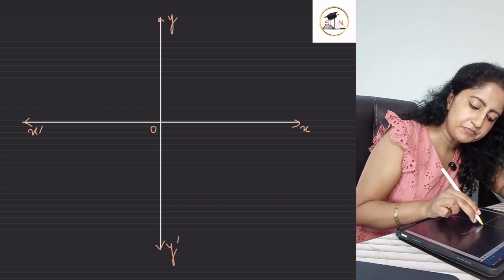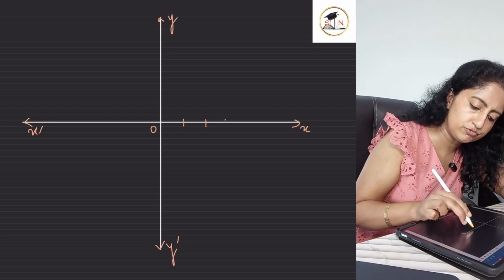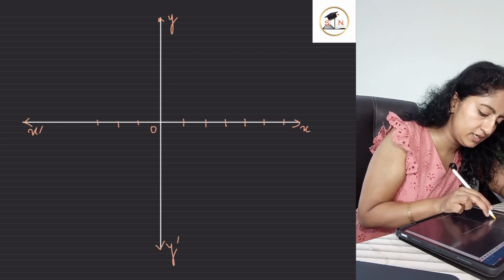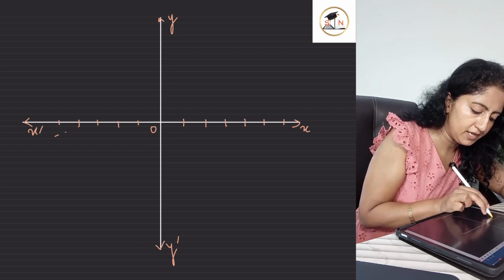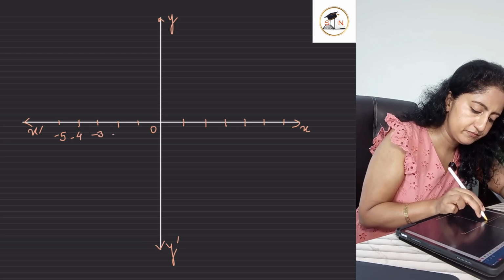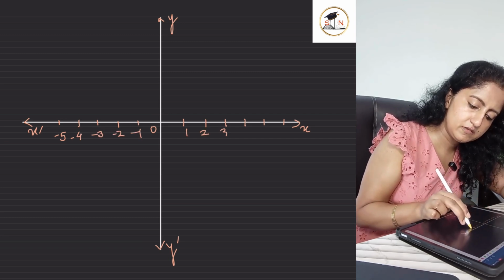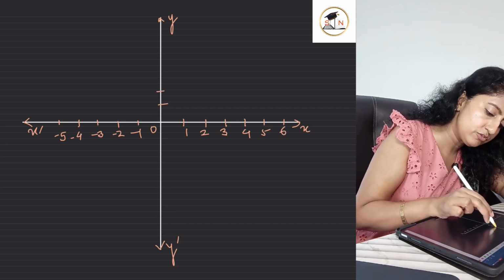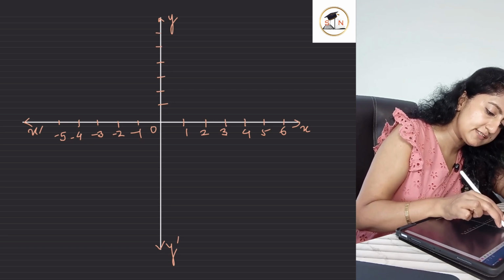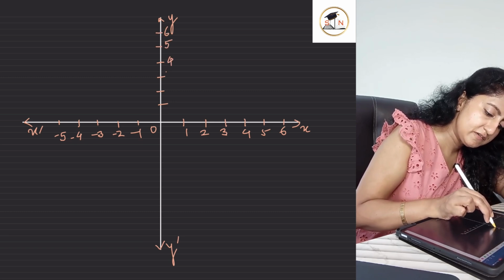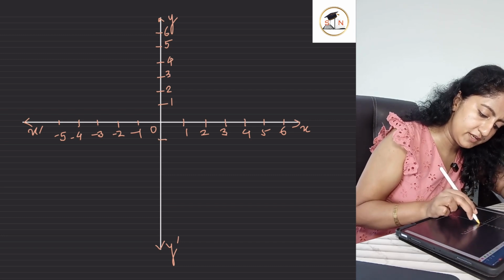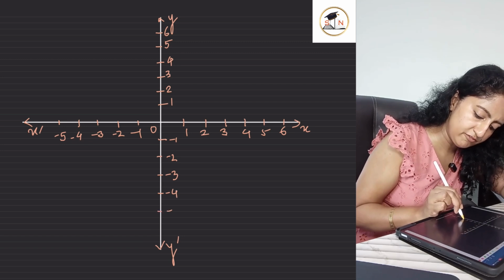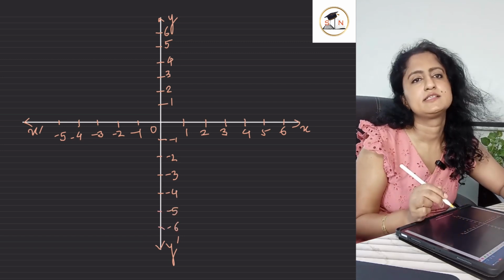Now, plotting them equidistant. 1, 2, 3, 4, 5, 6. Negative 1, negative 2, negative 3, negative 4, negative 5. I got till negative 5, right? And here we have, similarly on the y-axis, 1, 2, 3, 4, 5, 6. Negative 1, negative 2, negative 3, negative 4, negative 5, and the last, negative 6, right?